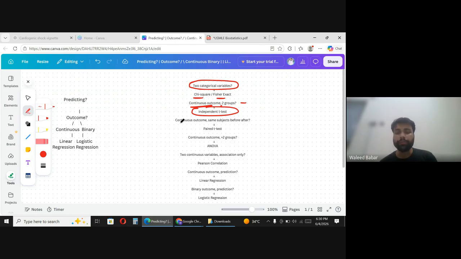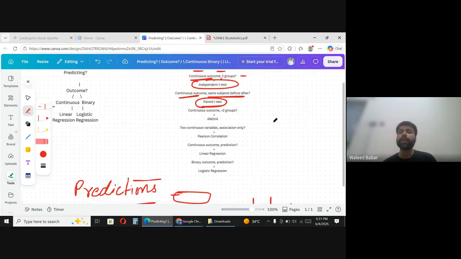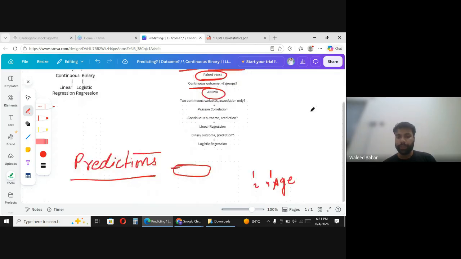And if you have a continuous outcome but paired groups, what is a paired group? It means you are comparing the patients of the same group, but before treatment and after treatment. That is called a paired group. And here you apply the paired t-test. And if you have a continuous outcome to compare but more than two groups, you apply ANOVA. And a very distinctive test is Pearson correlation.